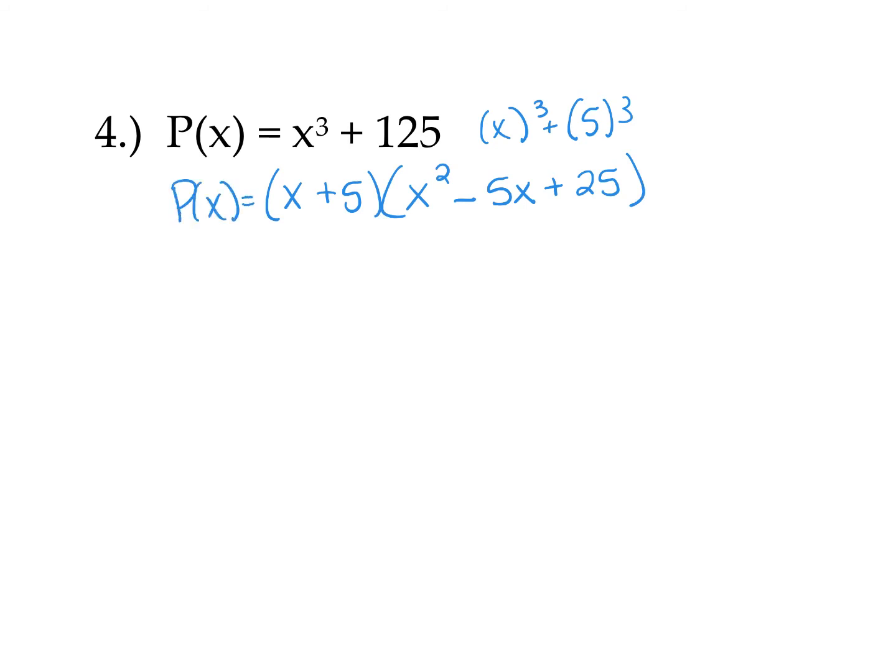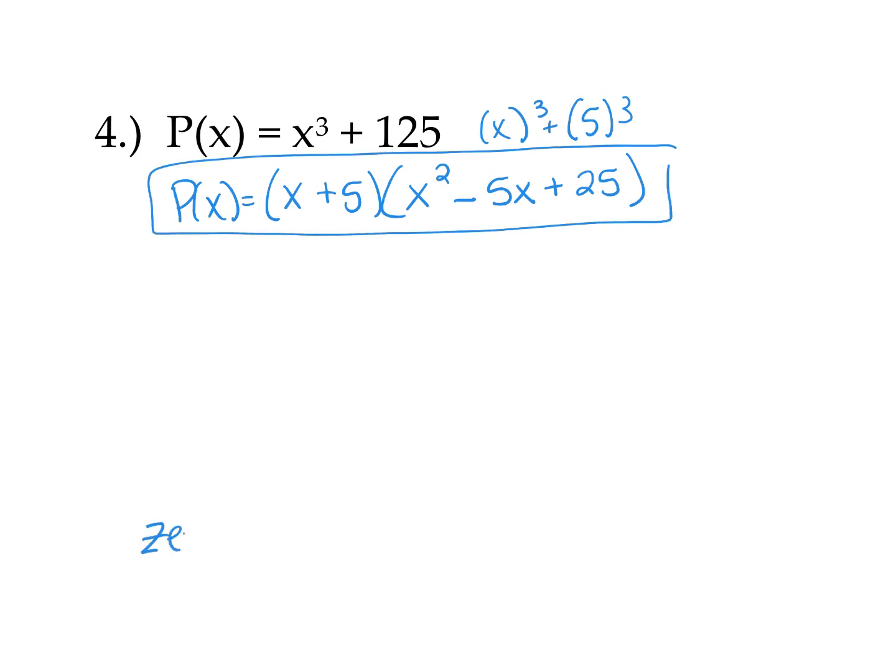So this is the fully factored form. So I can see that one of my zeros is -5. How do I find the other zeros? Well, this is not factorable, so if it's not factorable, we have to use the quadratic formula to find the zeros.